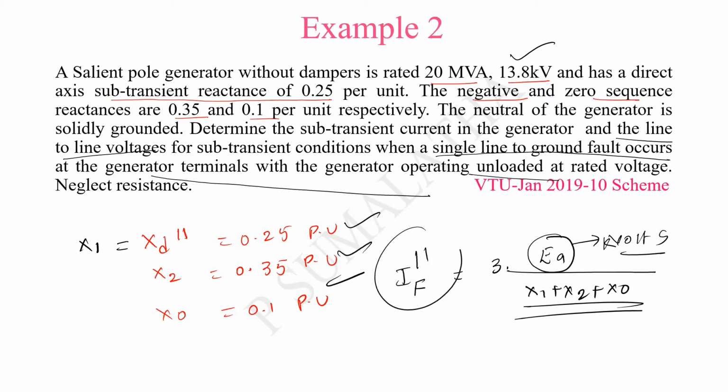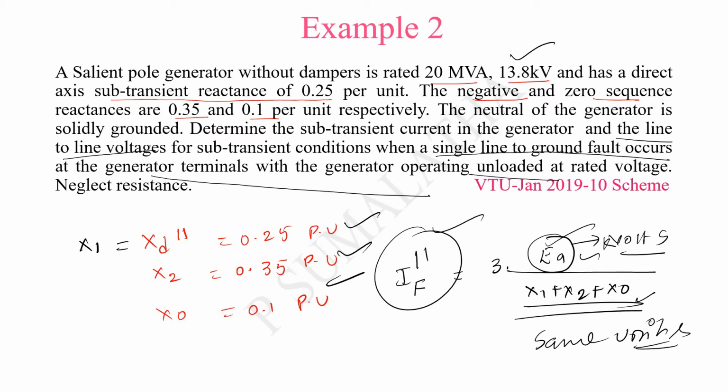To find the fault current, either we have to convert this voltage to the per unit value, or we have to convert these reactance values to ohms. Then only you can proceed. That means the numerator and the denominator both should be in the same units. Either both should be in per unit values, or both in their respective actual units. If one is in per unit and one is in actual units, we cannot proceed with any further calculations.